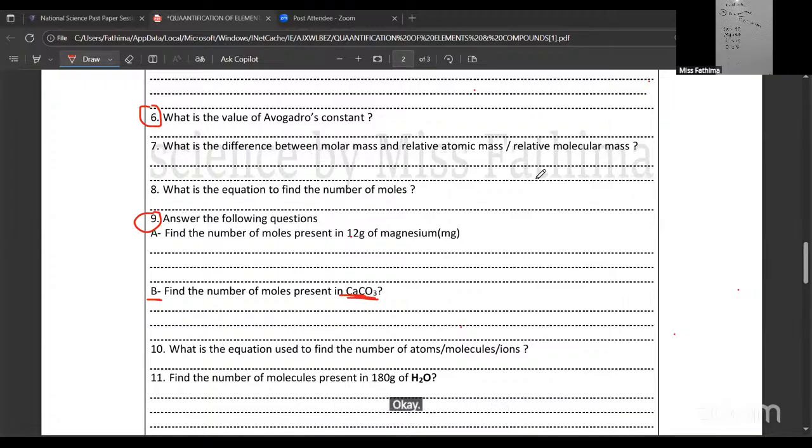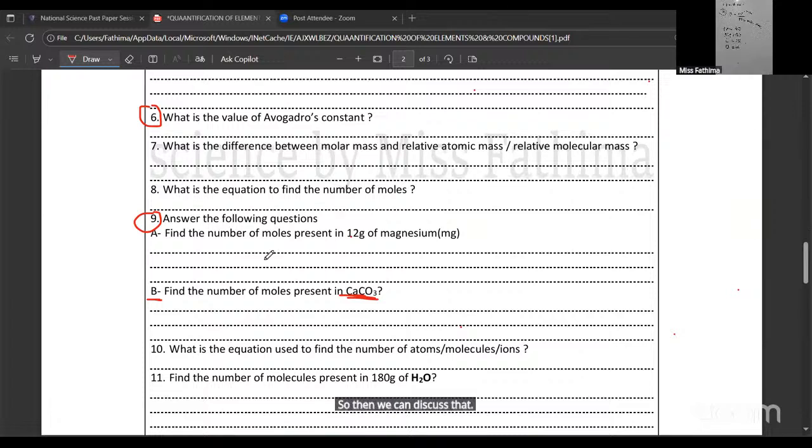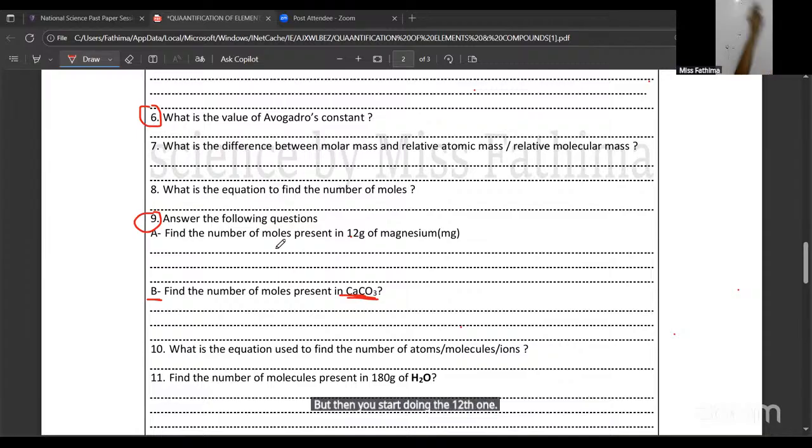So we'll discuss the question. Already where you have to write the equation and those stuffs, let me directly get into the 9th question. If you need the answers for the previous question, let me know, I'll tell. But then we'll start with the 9th one.